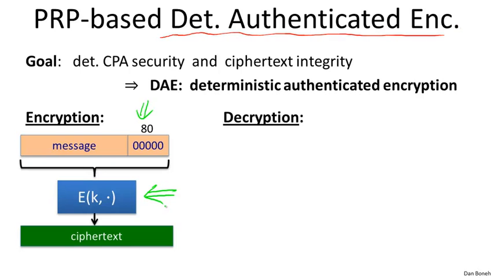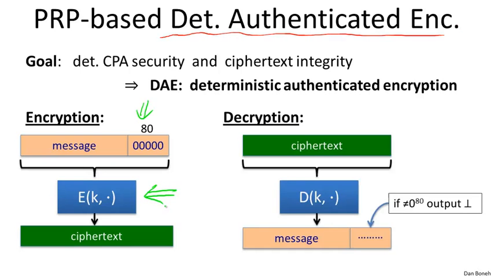Just append zeros and encrypt using a PRP. When we decrypt, we're going to look at these least significant bits of the resulting plaintext, and if they're not equal to 0, we're just going to reject the ciphertext. And if they are equal to 0, we're going to output the message as valid. Okay, so that's it. That's the whole system. Very, very simple. Simply append zeros during encryption, and then check that the zeros are there when you decrypt.